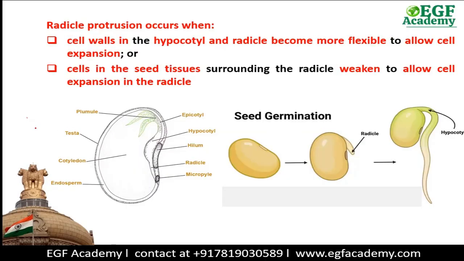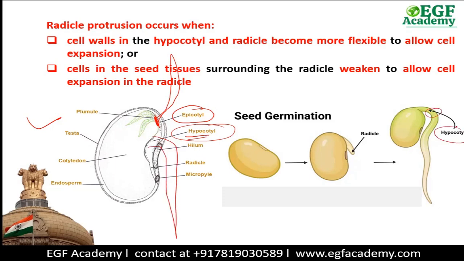Now this seed has two main parts. One is the epicotyle and the other is the hypocotyle. The upper portion is the epicotyle. The stem of the plant will emerge from it. And from the hypocotyle, the root part will come out. Look here, you can see this area is hypocotyle and this is root coming out of it.